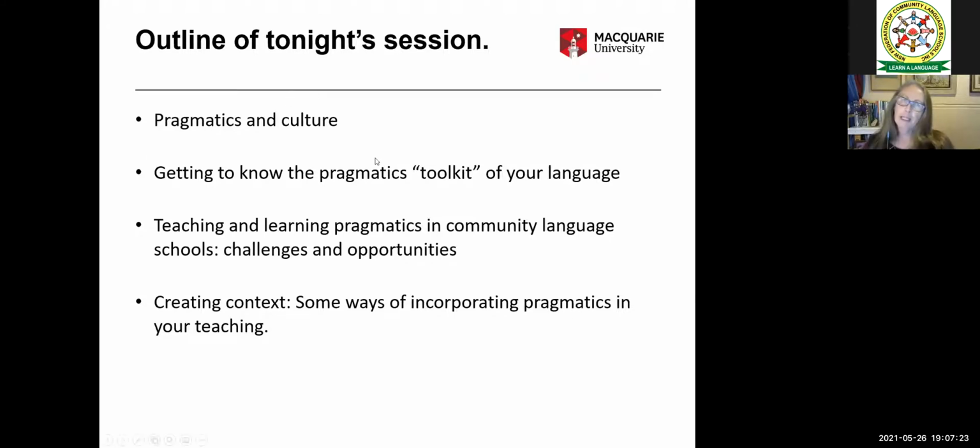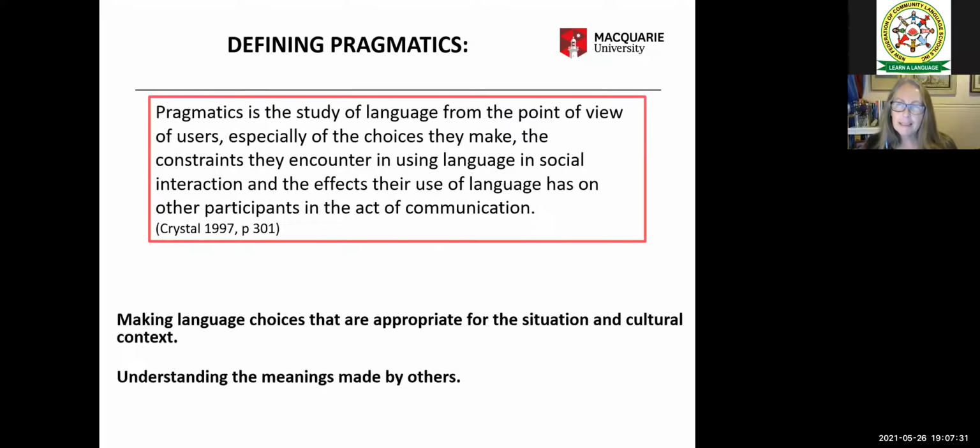Now, if there are any people here who don't know what pragmatics is, you're probably panicking by now, so let me help you by defining it. Okay? Pragmatics is the study of language from the point of view of the users. So it's not the same as grammar or vocabulary or skills.